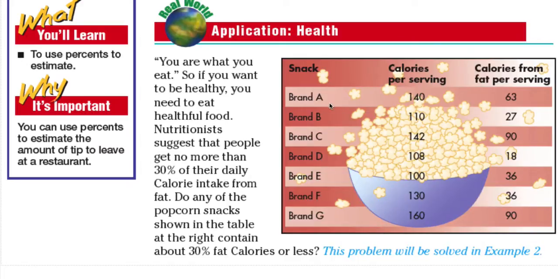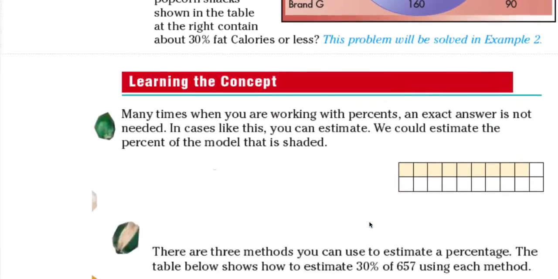So we have calories per serving. Brand A has 140 calories per serving, and calories from fat per serving is 63. Brand B, 110 calories, and calories from fat per serving is 27, and so on, all the way to brand G, 160 calories per serving, and calories from fat per serving is 90. So we'll find out the answer. The question: do any of the popcorn snacks shown contain about 30% fat calories or less? We'll solve this in example number 2. Before we solve that, let's learn our concept.